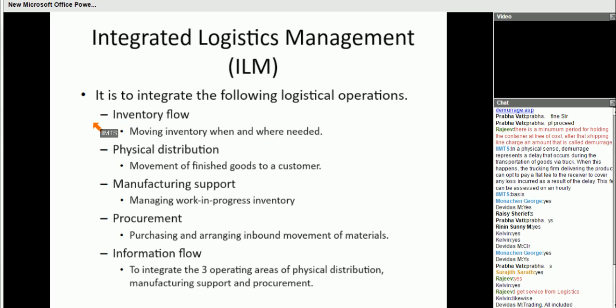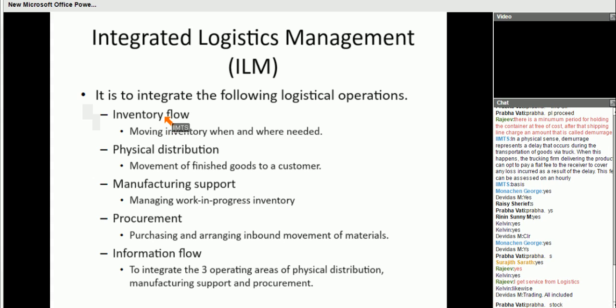Integrated logistic management. It is to integrate the following logistical operations. So now let's see what operations are covered under integrated logistics. Number one, inventory flow, moving inventory when and where needed. Now, inventory is the amount of stock which is available with the organization in their warehouses, right? And making the goods available to their distributors whenever required at the earliest, right? So all these things are covered under integrated logistics.